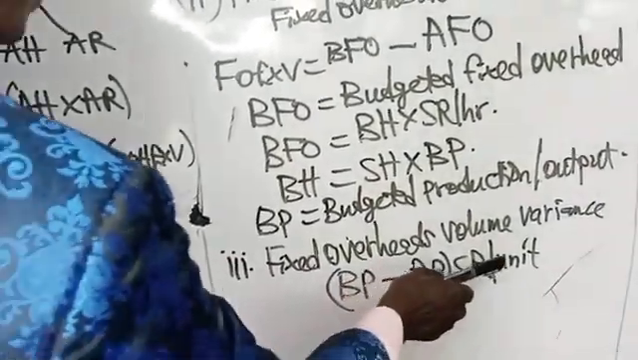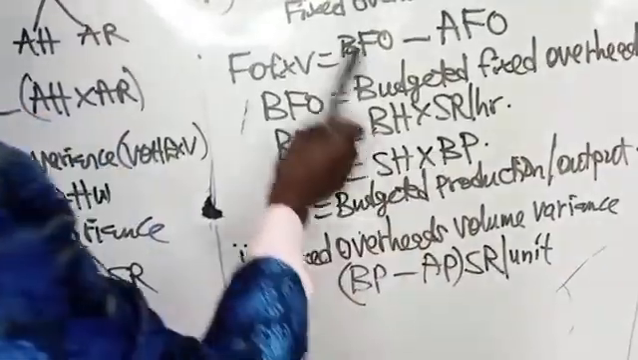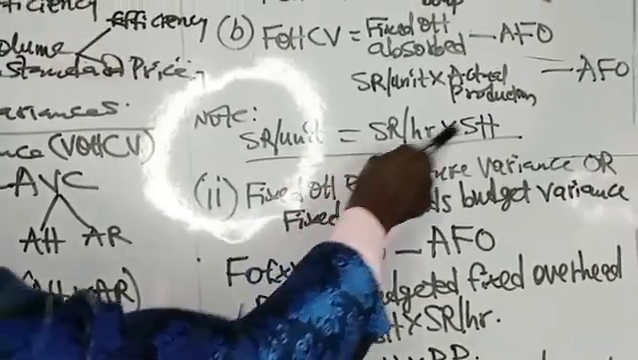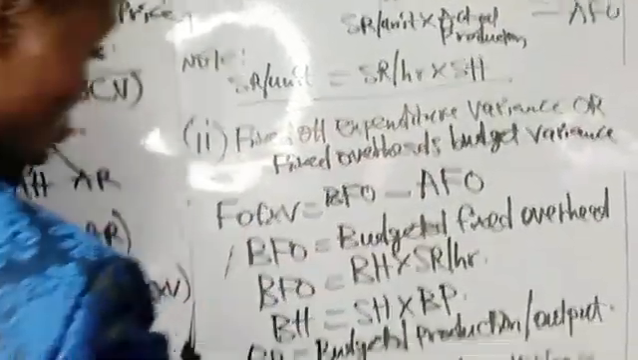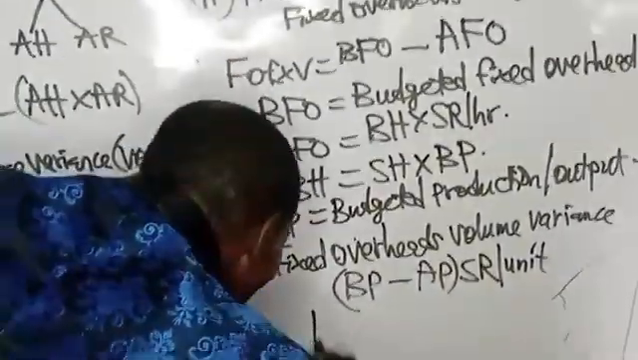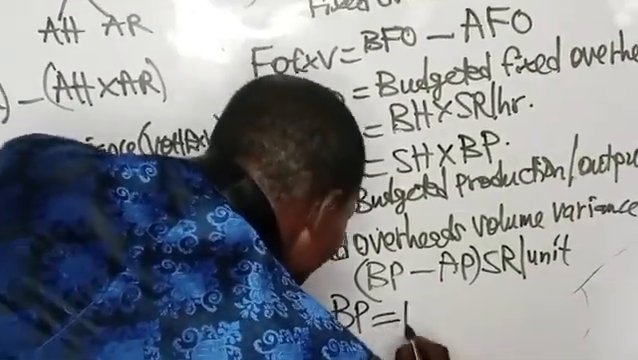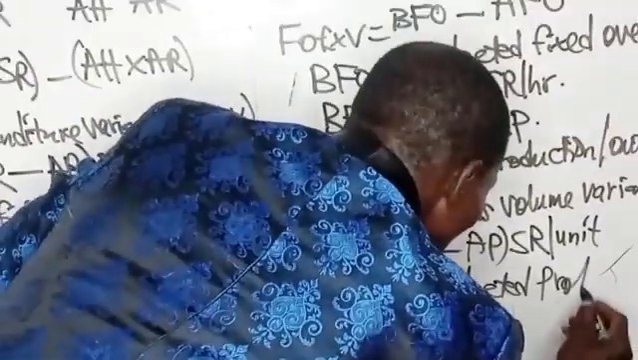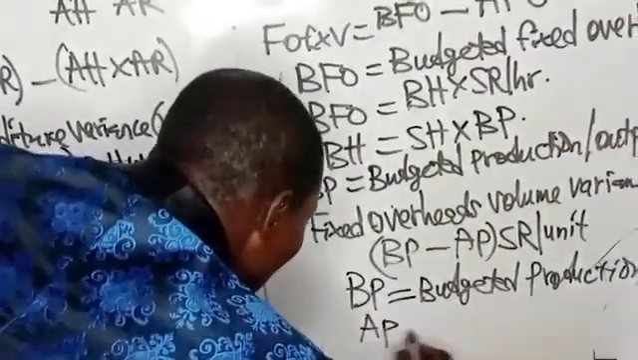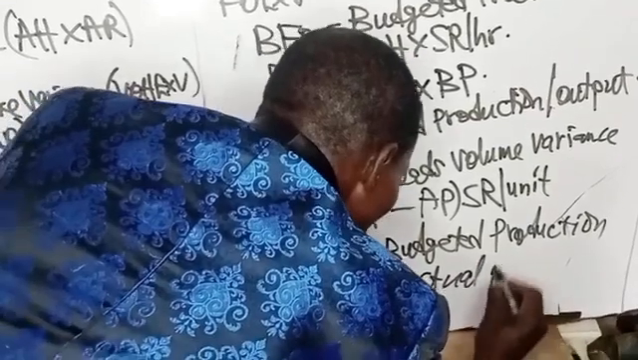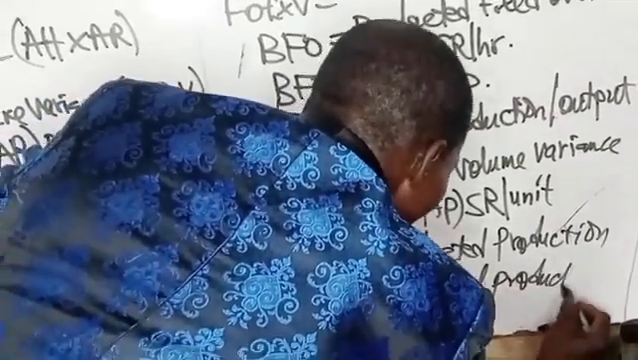Standard rate per unit is standard rate per hour times standard hour. This will give you standard rate per unit. This BP stands for budgeted production. AP stands for actual production, like before. Take note of all this.